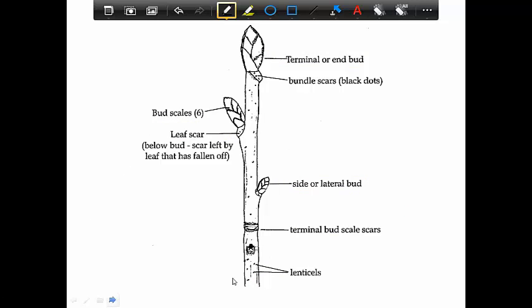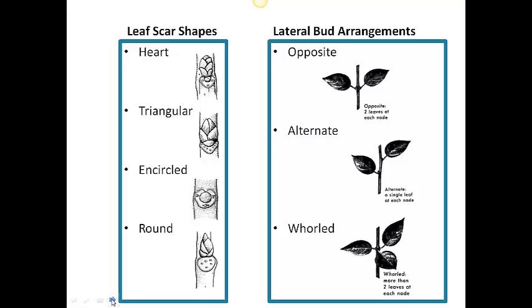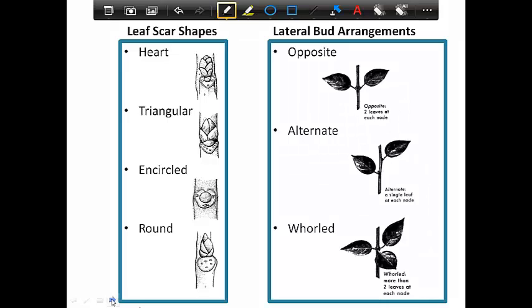Alright, moving on. Other things that we need to know for identification are the types of leaf scars and the bud arrangements. So we're going to go over these leaf scars first. Again, you're going to want to not only list out the 4 different types of leaf scars, but also draw yourself a diagram of the shape. So these are pretty self-explanatory. There's 4 different types of leaf scars: heart, triangular, encircled, and round.